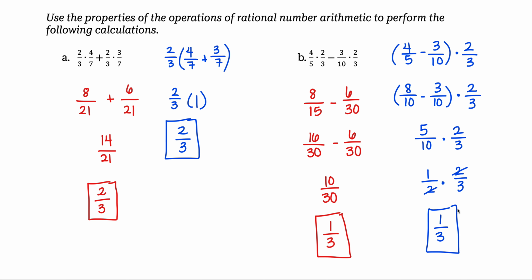Once again, those are both valid ways, valid methods for solving this problem. If one of them makes more sense to you, if one of them clicks a little better with you, use that method. I just wanted to give you options here.